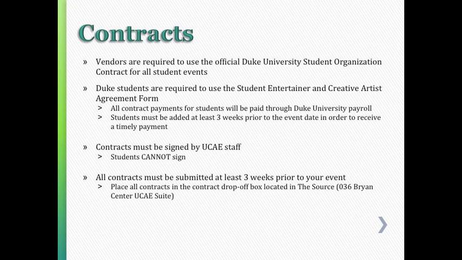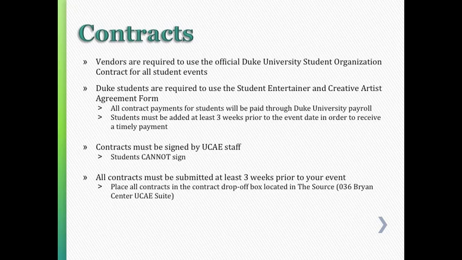Your house is now required to use the official Duke University student organization contract for speakers, DJs, artists, entertainers, etc. This contract is available under the Forms section of the UCAE website. All contracts must be submitted to UCAE for review at least 3 weeks prior to your event date. This is to ensure that there is adequate time to review the contract and process payment before your event.